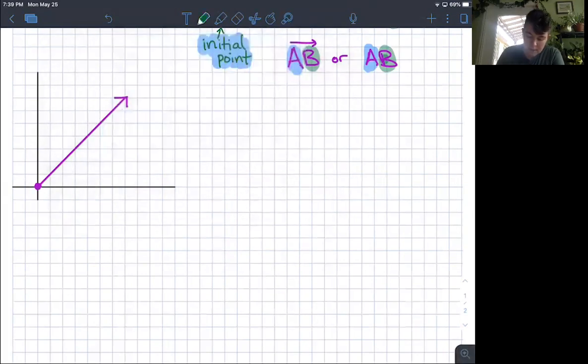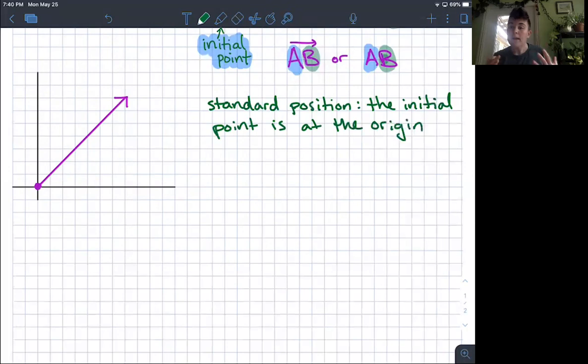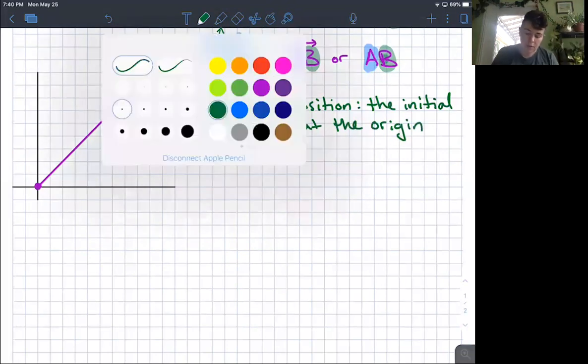And as a reminder, I'm going to write this out. Standard position just means that the initial point is at the origin, right? So we are going to have some vectors that are not in standard position, but when you describe the magnitude and the direction of them, I'm going to want you to assume that we have moved them to standard position, so we can talk about their magnitude and direction from there.